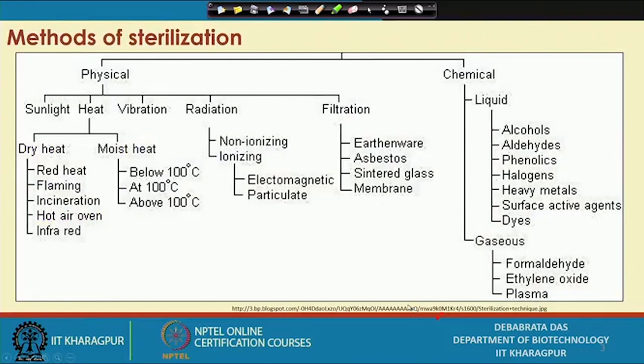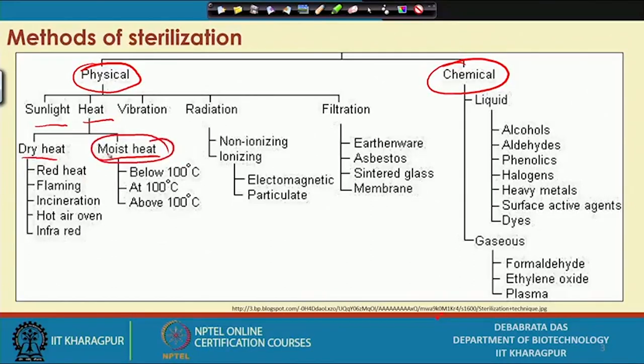Now there are different methods of sterilization. They can be divided into two types: physical and chemical. Physical methods include sunlight and heat, and heat has different types, dry heat and moist heat, and we know moist heat is more effective for sterilization. Then we have vibration, then radiation, of two types, non-ionizing and ionizing radiation. Then we have filtration, where different types of filters can be used.